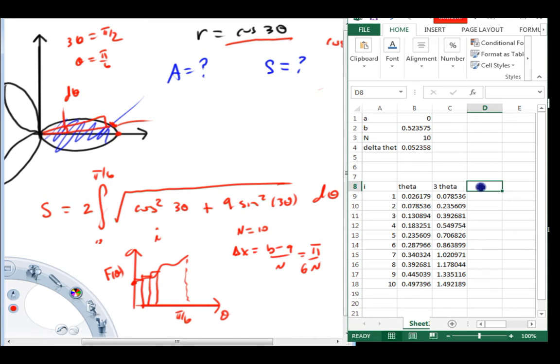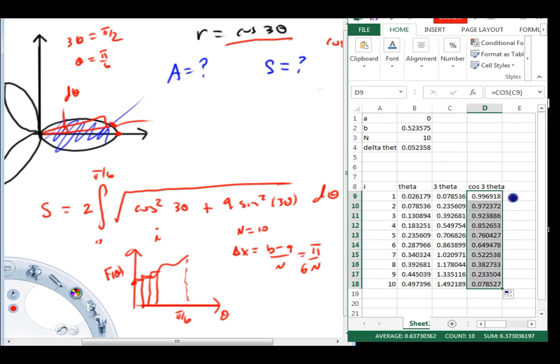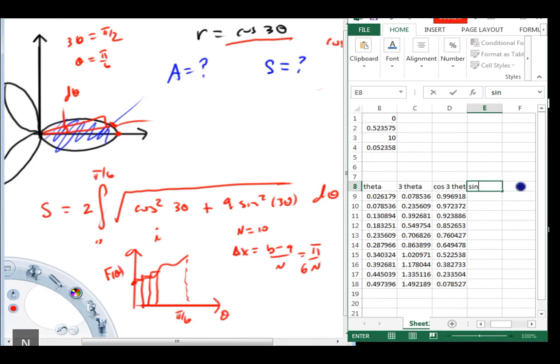All right, I think I'm going to do this here, if you just bear with me, folks. I'm going to have it calculate cosine of 3 theta equals cosine of 3 theta. Boom. Then I'm going to go next door and have it calculate sine of 3 theta equals sine of these. Oops, it doesn't like that. Sine of 3 theta. We'll get to the function.